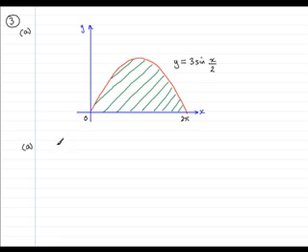Well, when we're going to find the area, what we need to do is integrate the curve with respect to x between the limits 0 to 2 pi. So I'm going to put that in as the area equals the integral from 0 to 2 pi of y with respect to x.